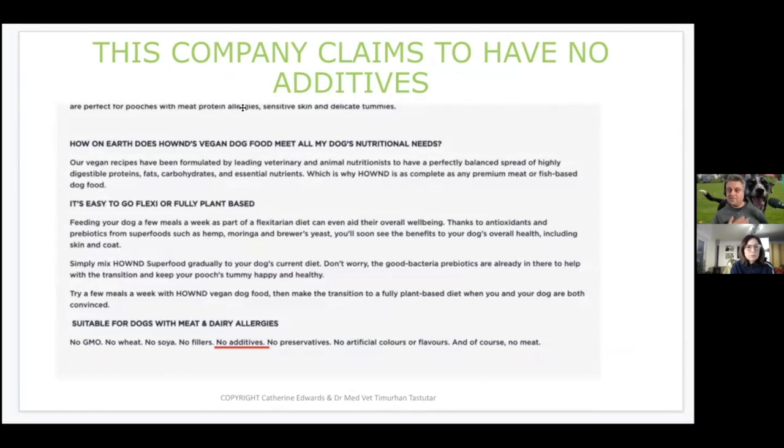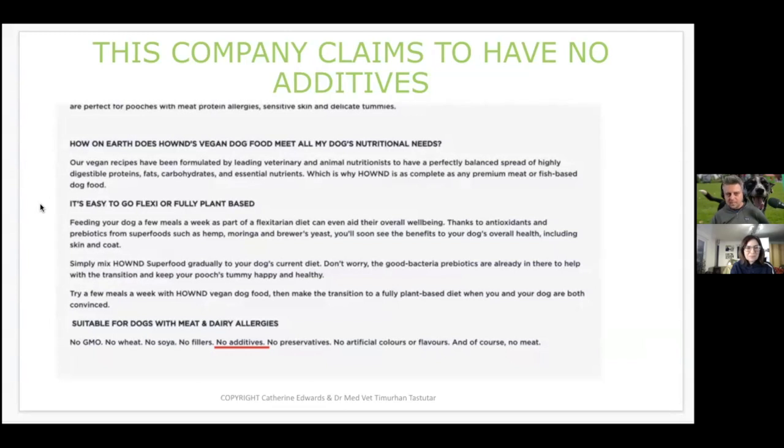Look, because we know, right? The additives are not good. It means the food is bad, or additives can be colorants and all these things. This company says no GMO, no wheat, no soya, no fillers, no additives, right? No preservatives, no artificial colors or flavors, well, although they are all additives, but it's okay. And of course, no meat, because this is a vegan dog food.